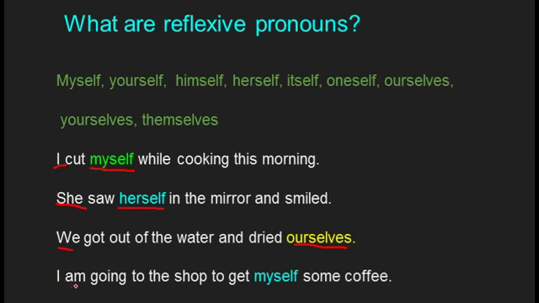Last sentence, I'm going to the shop to get myself some coffee. In this sentence, I and myself. Myself is the direct object and I is the subject. Myself is referring back to the I. This sentence shows the subject and object of the sentence are the same person. So, we use a reflexive noun when the subject and object of the sentence are the same person.